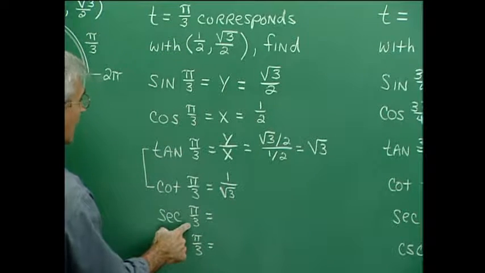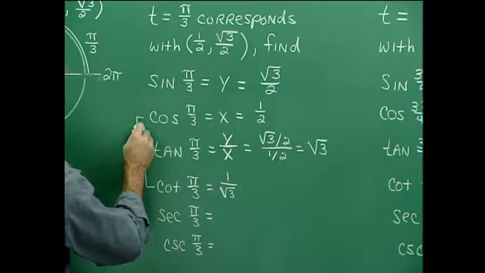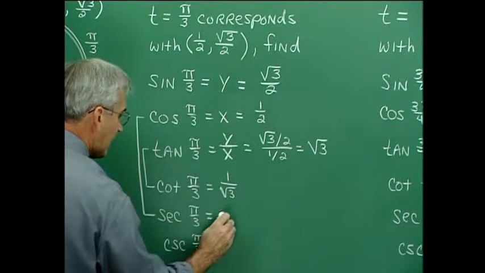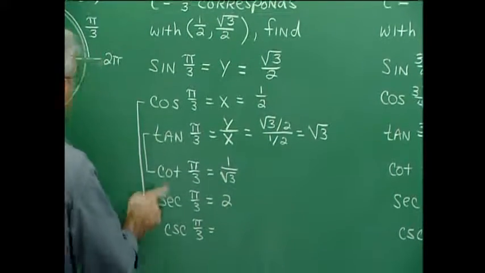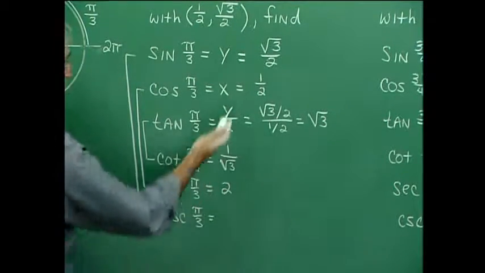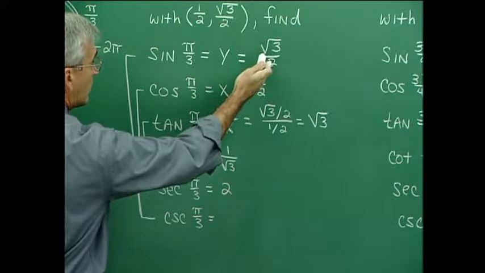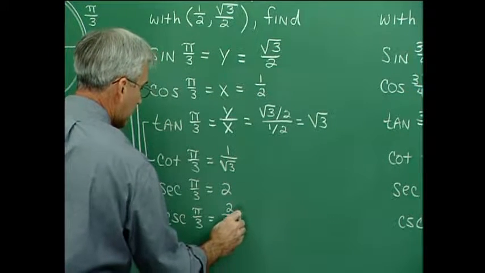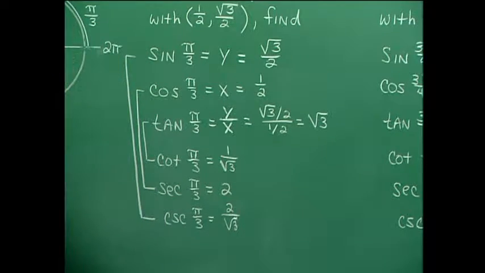Then the secant of pi over 3 is the reciprocal of cosine, and so the reciprocal of 1/2 is 2. And then cosecant and sine are reciprocals of one another, and the reciprocal of the square root of 3 over 2 would be 2 over the square root of 3. And once again, we could go through the rationalization process if we wanted to.